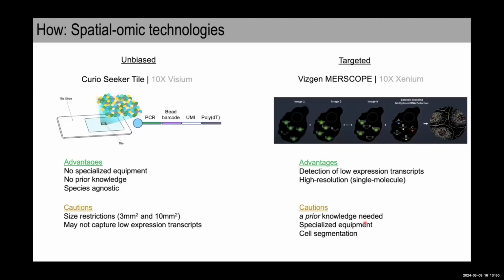There is also specialized equipment, and downstream, one challenge can be cell segmentation, because ultimately what we want to get at is a cell by gene matrix that's utilized for many of these single cell analyses. And cell segmentation can be a challenge for plants among other species as well.